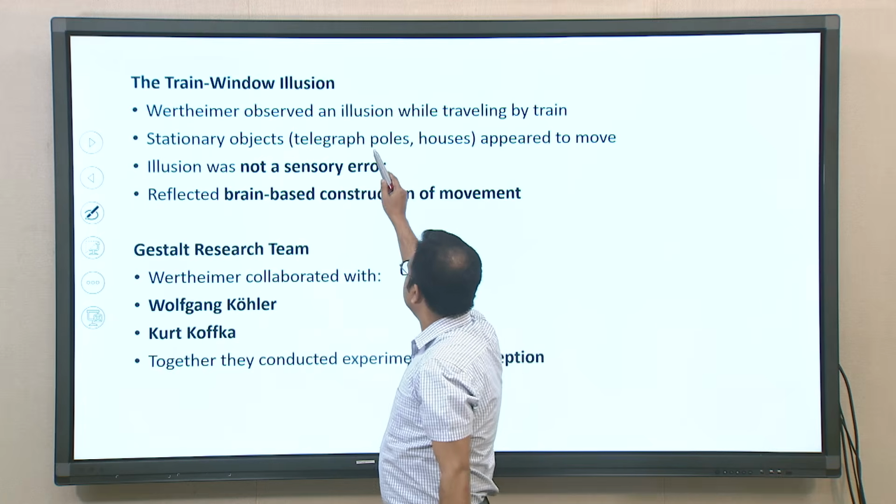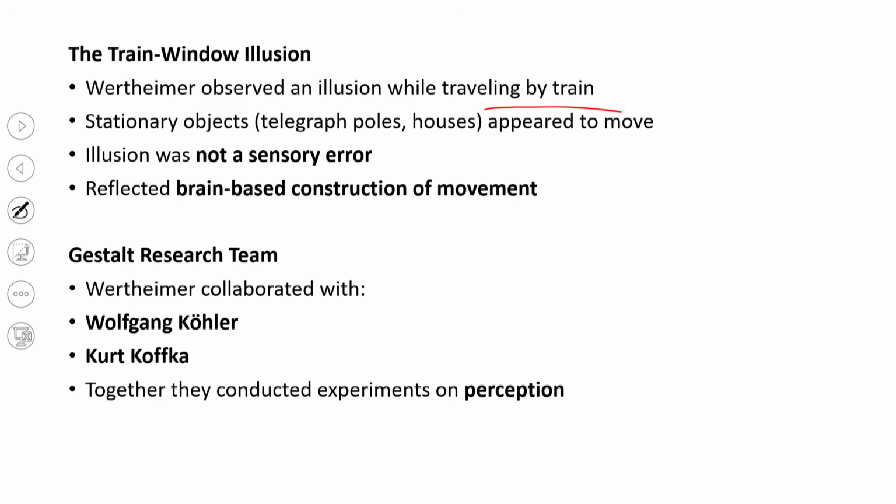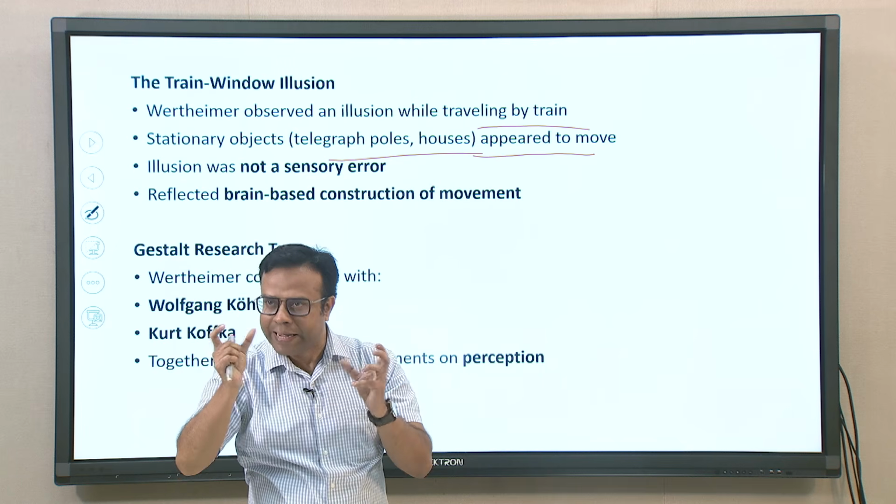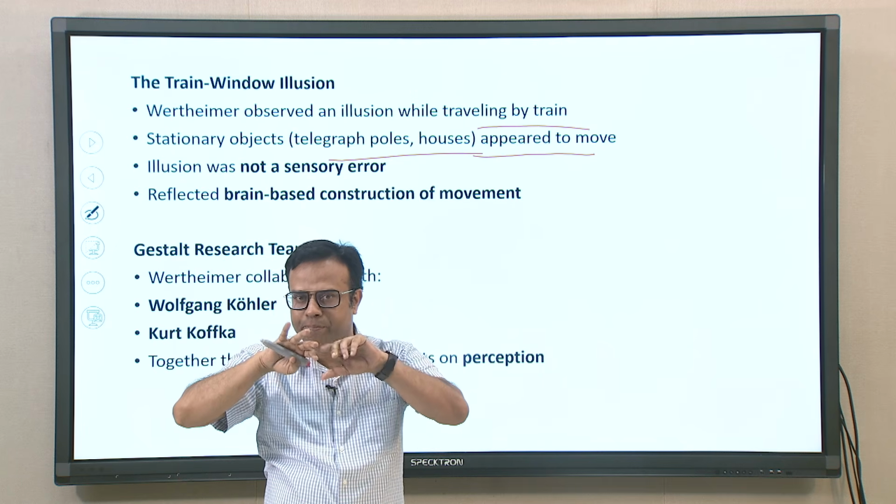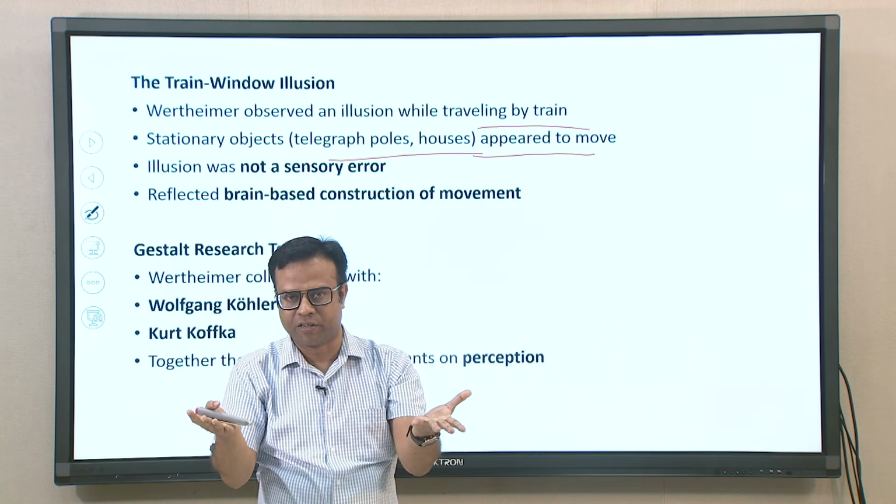He observed an illusion while traveling by train. He found that stationary objects like poles and houses appear to move when you are in a moving object like a train. Things which were stationary seem to be moving too. And he said this is not a sensory error; it is an illusion created by the brain to look at a holistic perspective. So, this reflected the brain-based construction of movement. This is not an error that the brain makes, but the brain constructs this movement.